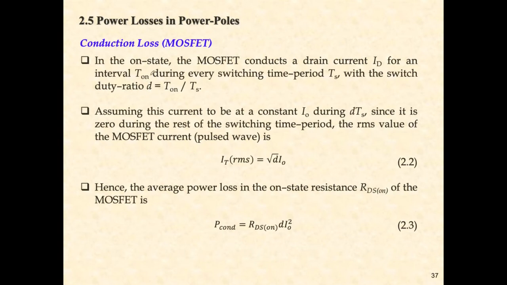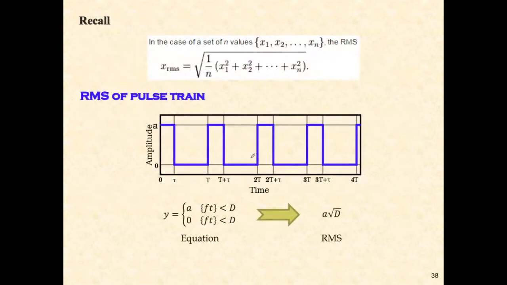A small letter D. Do you still remember? Its definition is the ratio of the on interval and switching interval. If you don't remember, please do revision on topic 1. Here this one comes from the basic definition of the root mean square value. For reference, our current waveform looks like this, just like a pulse train, right? For a pulse train, if we want to determine its root mean square value, we have this equation.